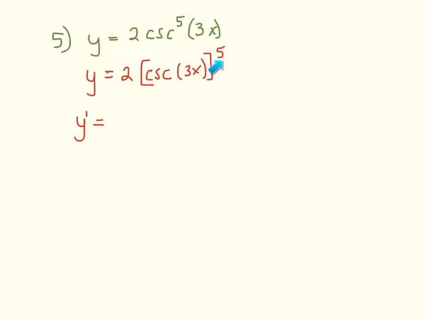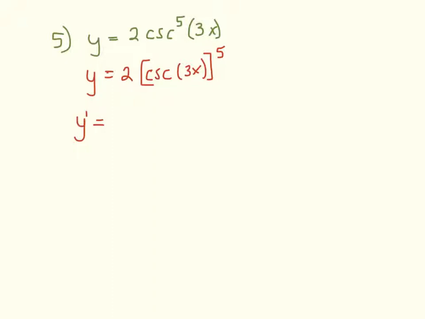So this 5 is an exponent. I have to take care of that by using my power rule and pulling that down, multiplying it times the 2, and decreasing this exponent by 1. But then I have to take the derivative of the inside, and the derivative of the inside is another chain rule. Okay, so let's get started on doing this.